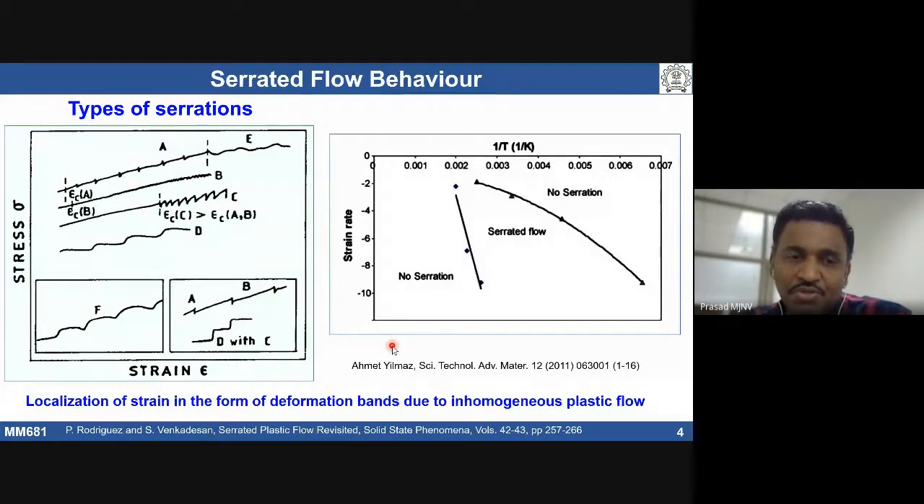These serrations indicate that there is a localization of strain in the form of deformation bands. This is due to inhomogeneous plastic flow, like the yielding serrations we see. The serrations indicate that deformation bands form, which is related to strain localization, and that there is inhomogeneous plastic flow during deformation. Only certain materials, not every material, will exhibit dynamic strain aging. I think at this point I stopped my previous lecture.